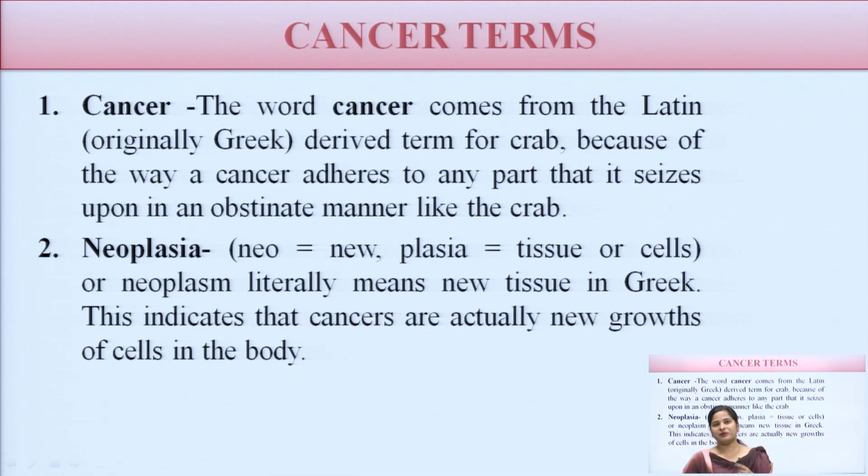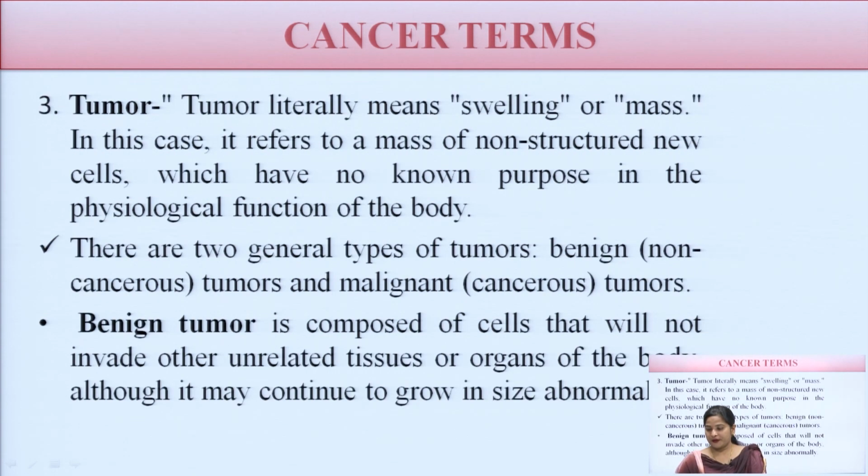Neoplasia. Plasia denotes a cell and neo means new. So neoplasia means new cell development that is uncontrolled, the formation of new cells uncontrollably or abnormally. Neo means new, plasia means cells or tissue, and neoplasm literally means new tissue in Greek. This indicates that cancers are actually new growths of cells inside the body.